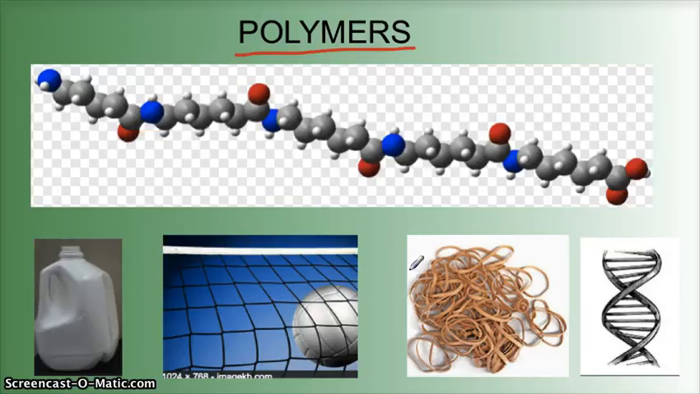Now, polymers are easily molded, and that's why they kind of have a little bit of flexibility and, in some cases, an elasticity to them. We actually have some polymers that are not man-made that come in nature. The double helix of our DNA right here is a natural polymer.